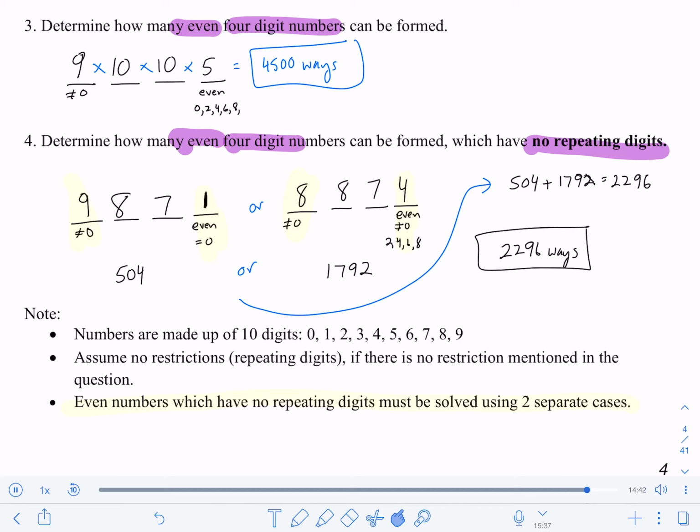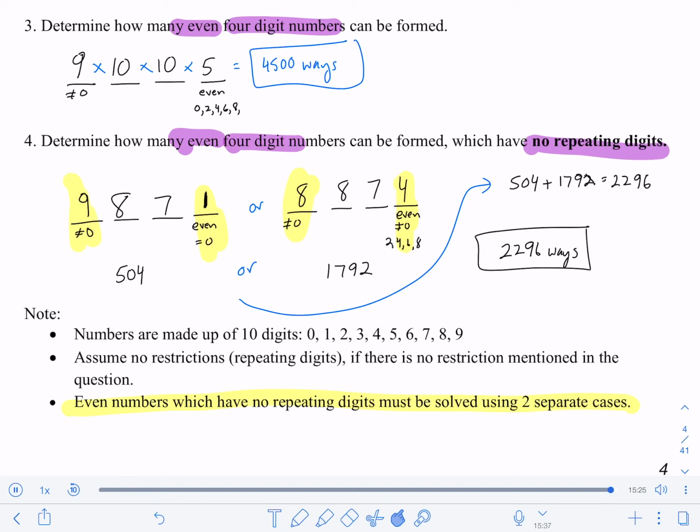Okay, slightly different than the odd 4 digits, which have no repeating digits, because of this funny little thing with the 0 in the back here. This 0 is really changing, adds another case because of its interaction with the choice for the front letter. Okay, so I've got a couple notes here. One is that numbers are made up of 10 digits, not 9, because 0 is also a digit. And then, assuming no restrictions or repeating digits, then we assume there's no restrictions if there's no restriction mentioned in the question.